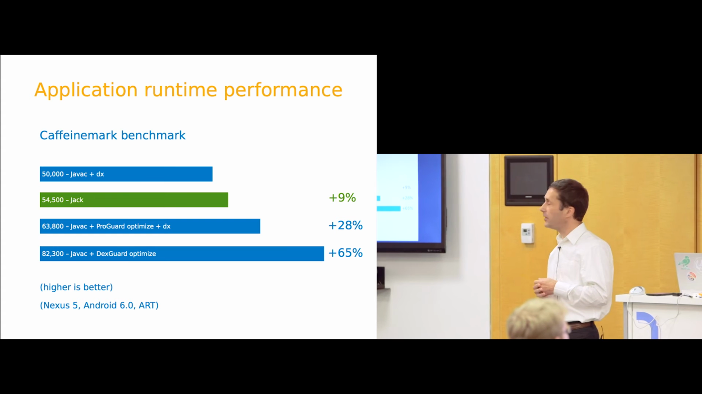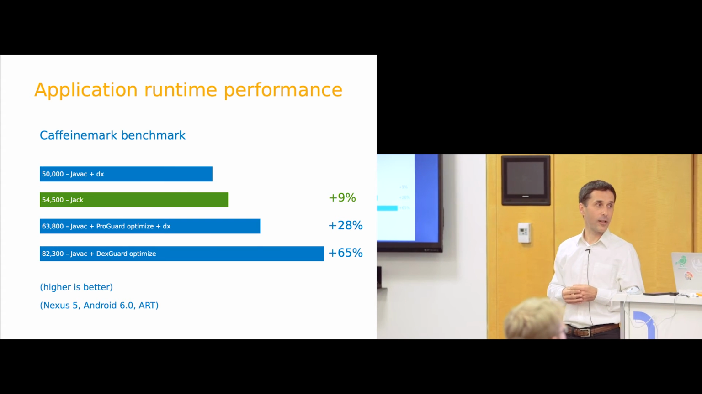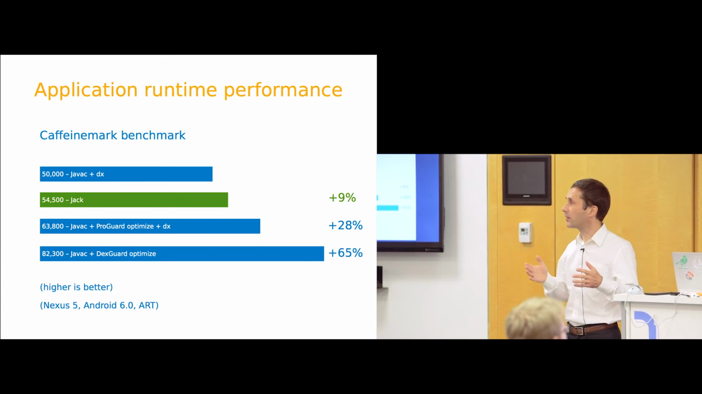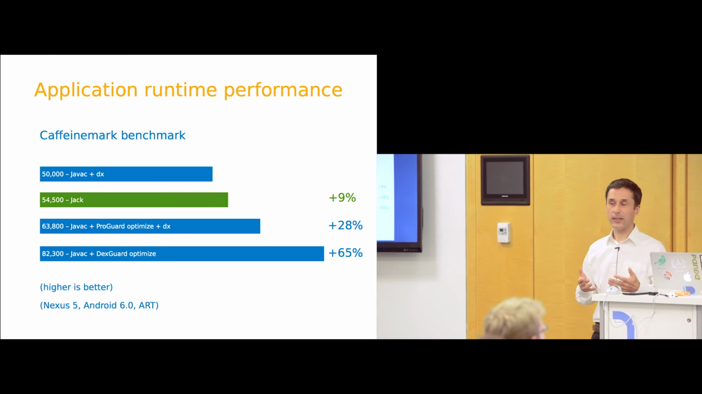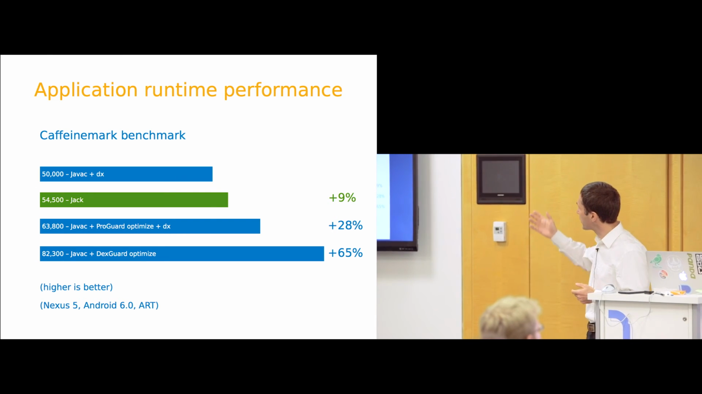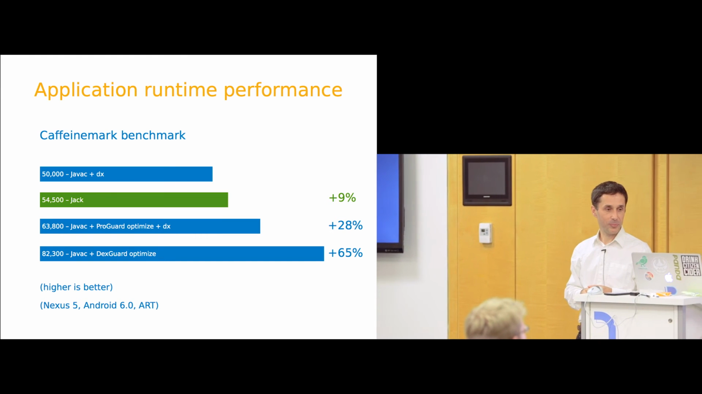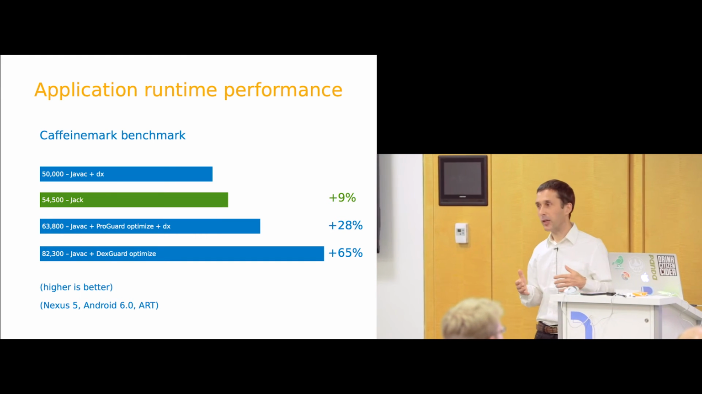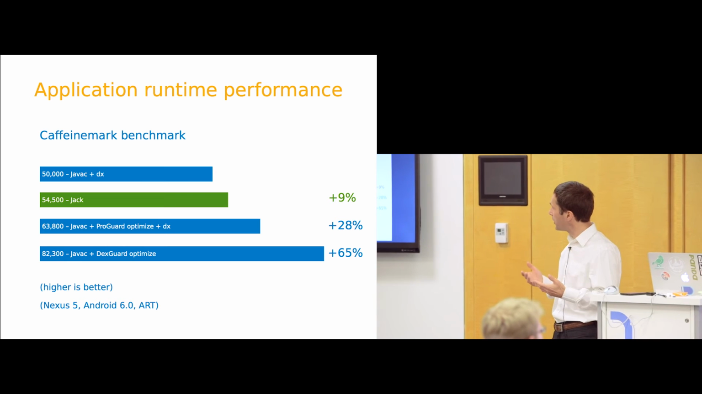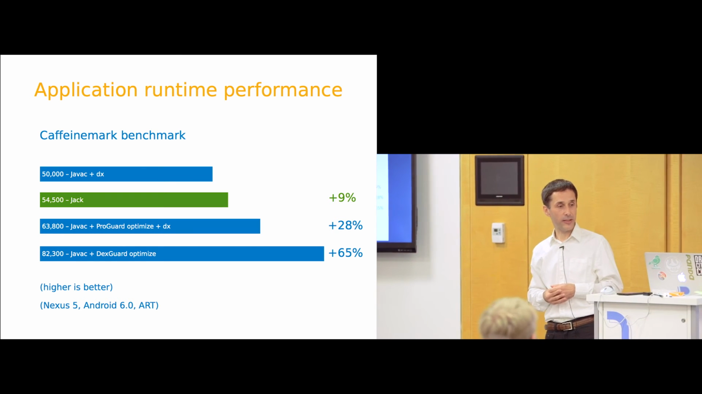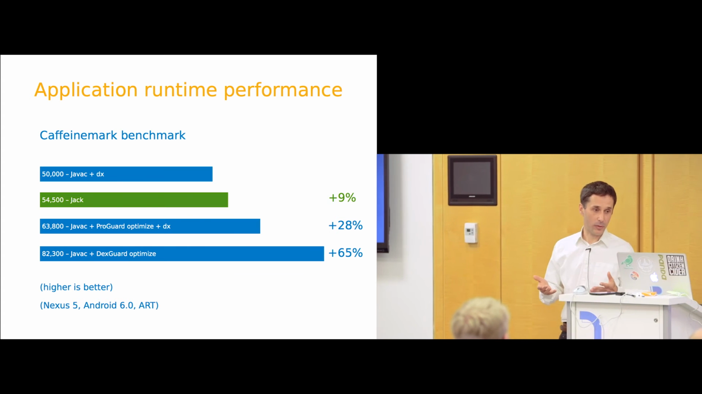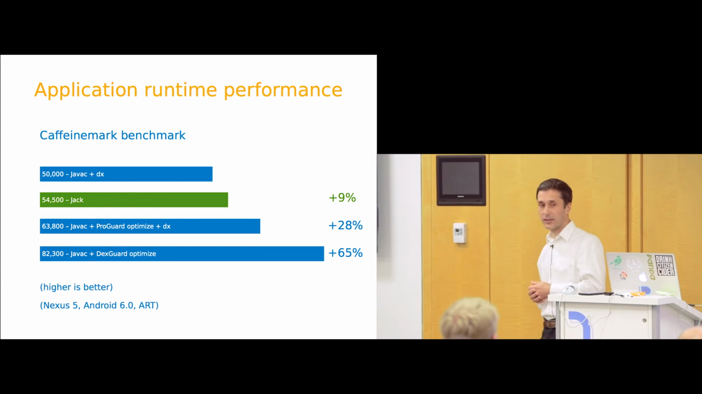For Java C, you get a score of something like 50,000, and the larger the number, the better in this case. The Jack compiler, by default, without any changes, already provides a small improvement, something like almost 10%. But then if you apply ProGuard with a traditional toolchain, you still get an improvement that's significantly better in this case. And if you apply DexGuard, it's still faster.